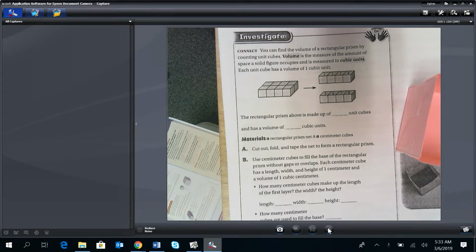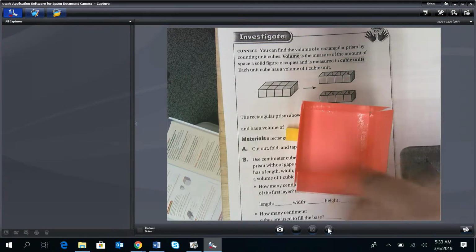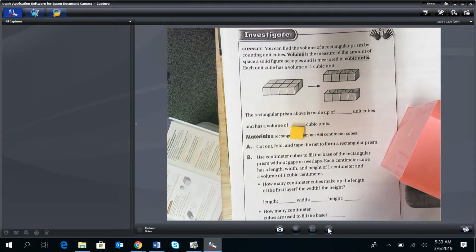All right. You can find the volume of a rectangle by counting unit cubes. And remember, this is a unit cube. Volume is measured with the amount of space a solid figure occupies. So the volume is how much goes in here. How much space does this take up, the solid figures? And it is measured by cubic units. So each unit cube has a volume of 1 cubic unit.